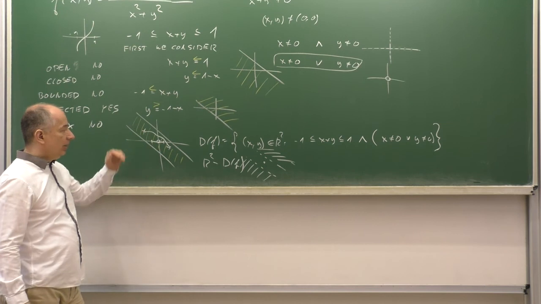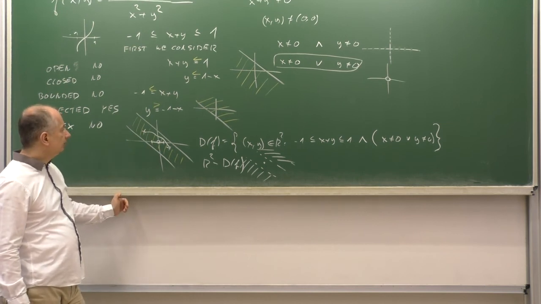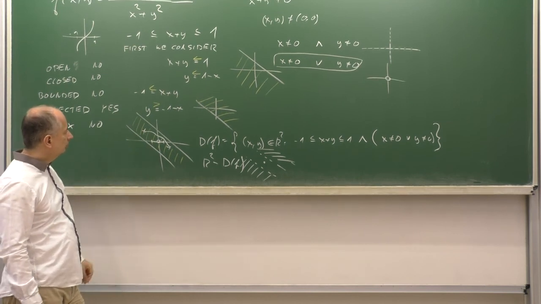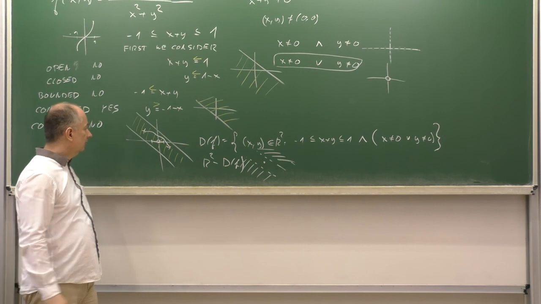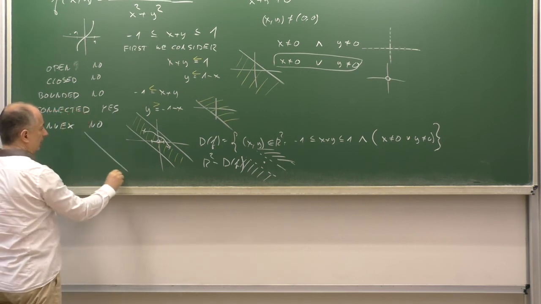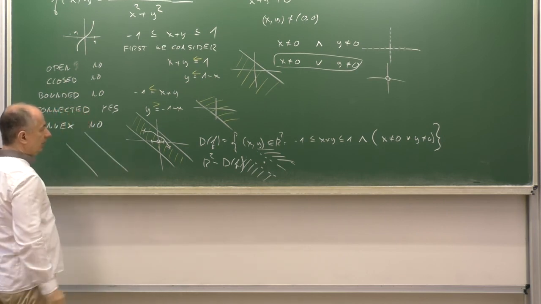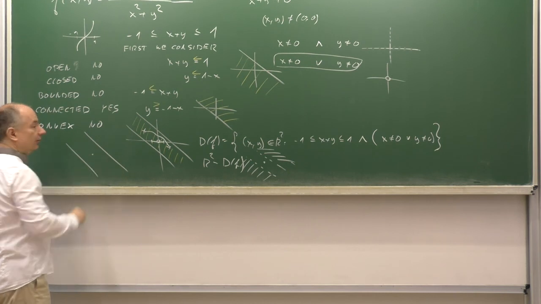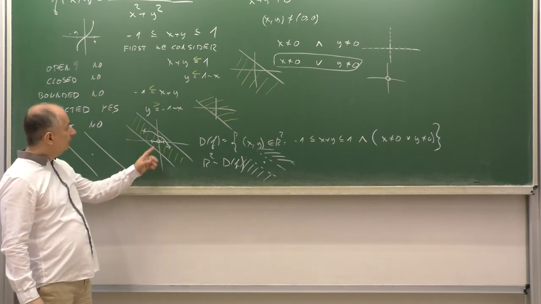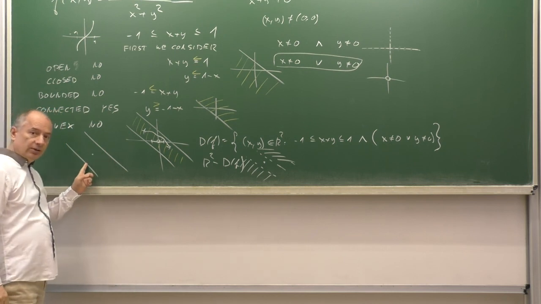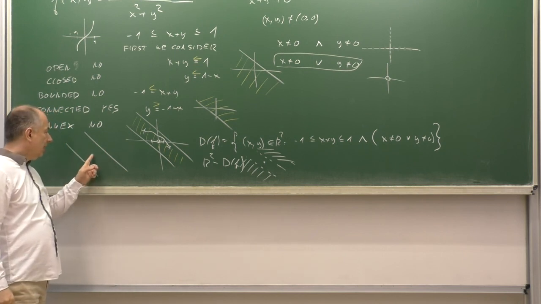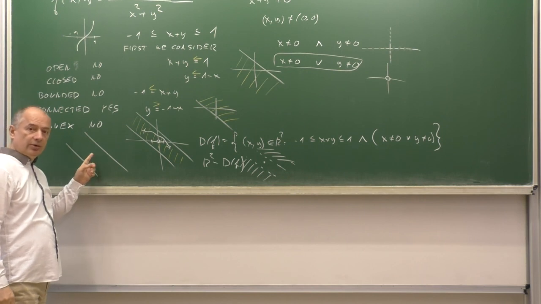And what's the boundary of this domain? The boundary in this case consists of three parts, namely the upper line, the bottom line, and the origin itself. These boundary points belong to the set, and this boundary point does not.